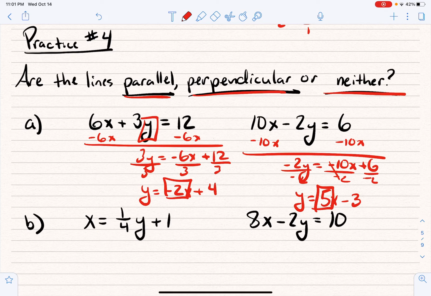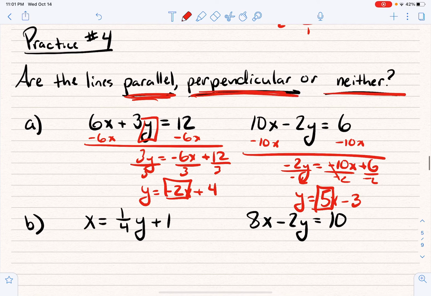So I have a slope of negative 2 and a slope of 5. Well, they're not the same, so they can't be parallel. They're not reciprocals. They are opposite, but they're not reciprocals, so it can't be perpendicular. So it's neither. Those are just lines.